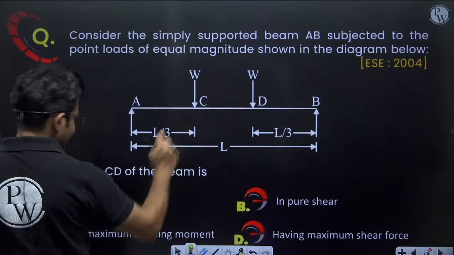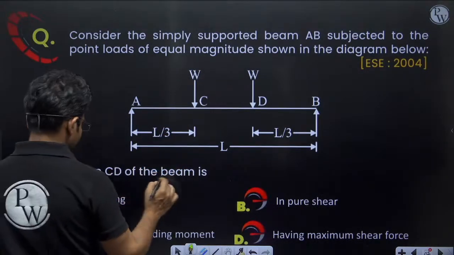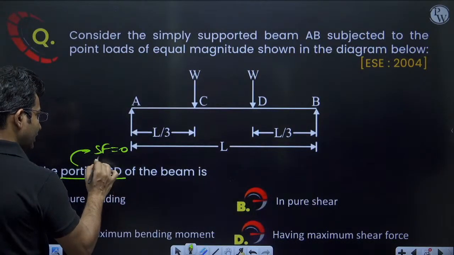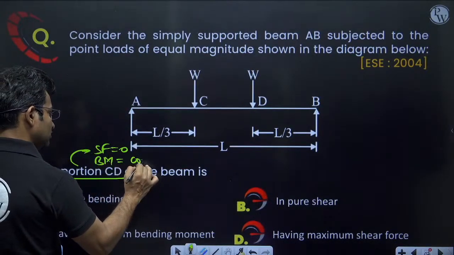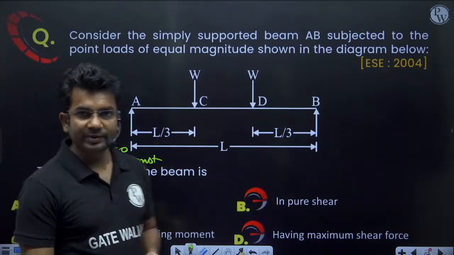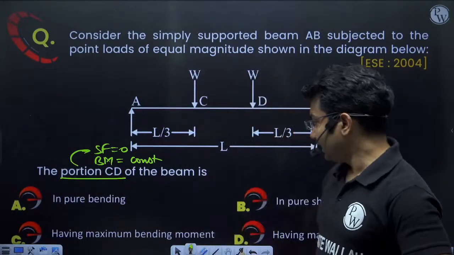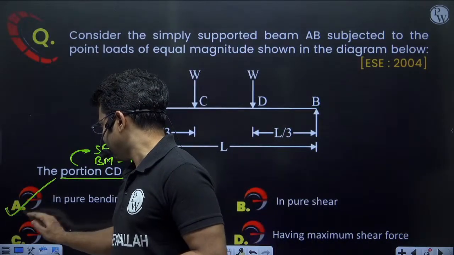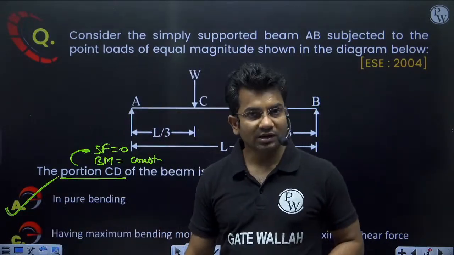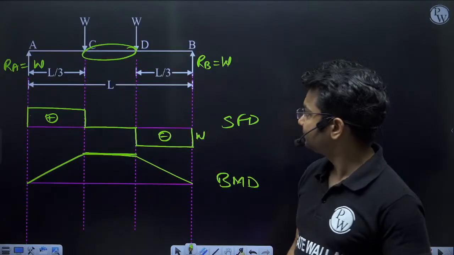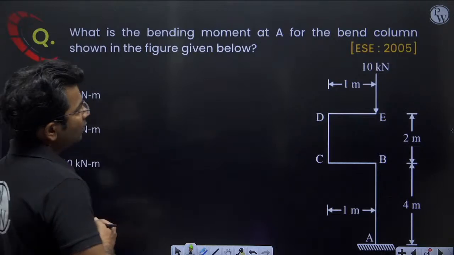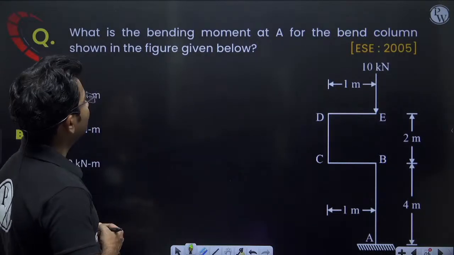In portion CD, shear force is 0 and bending moment is constant. When shear force is 0 and bending moment is constant, that means it is in pure bending. It is in pure bending. Clear? Next question. What is the bending moment at A for the bent column shown in the figure given below?